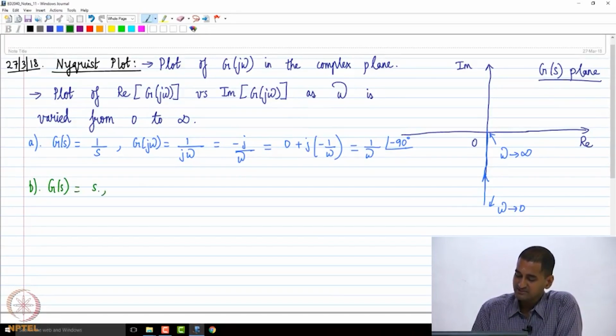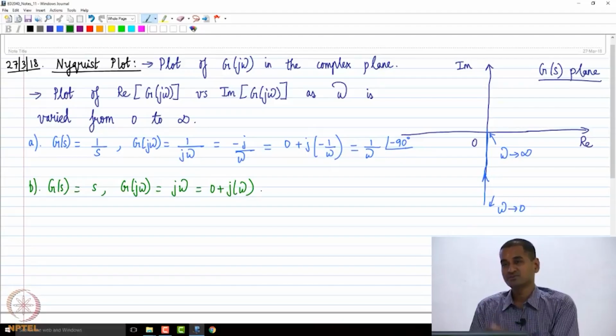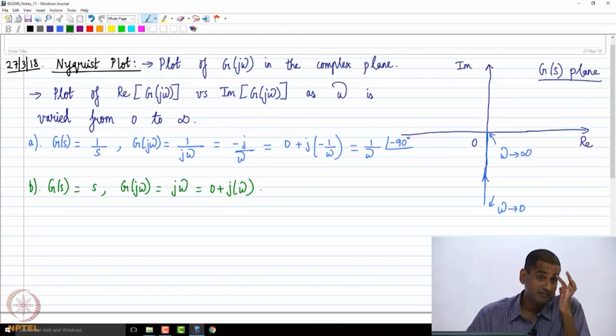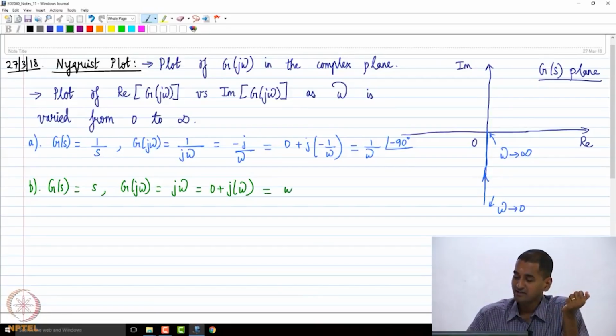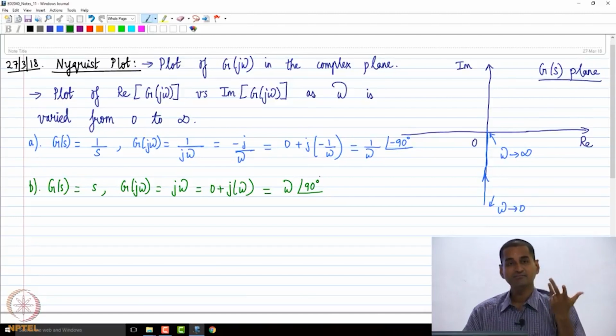Now let's plot it for the derivative factor. G of s is s. Then G of j omega becomes j times omega. I can rewrite this as, once again, 0 plus j times omega. So 0 is the real part, j omega is the imaginary part, right? In terms of magnitude and phase, I can rewrite this as omega at an angle of plus 90 degrees, right? So that's what is going to happen.